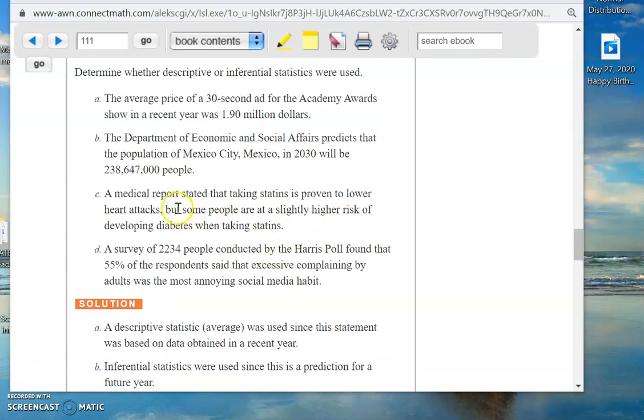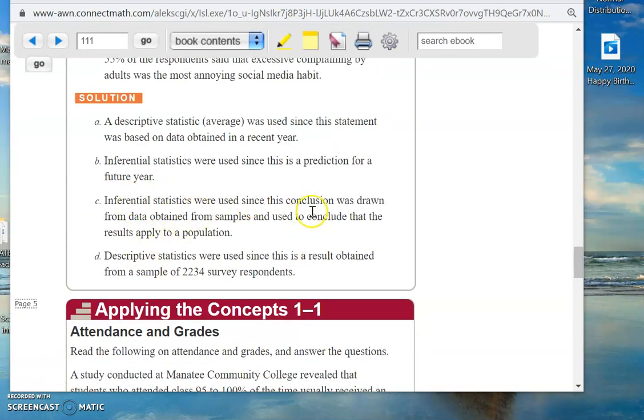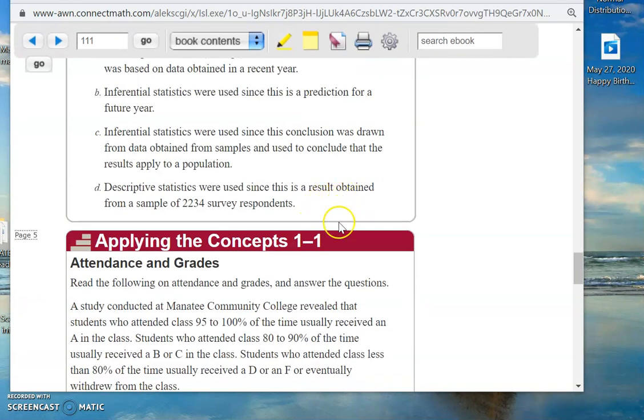This one here: if you take certain statins that allegedly lower heart attacks, but on the other hand you have a higher risk of developing diabetes. That's hypothesis testing, so that's going to be inferential. You can easily do these yourself. I urge you to do it. It's not a waste of your time.